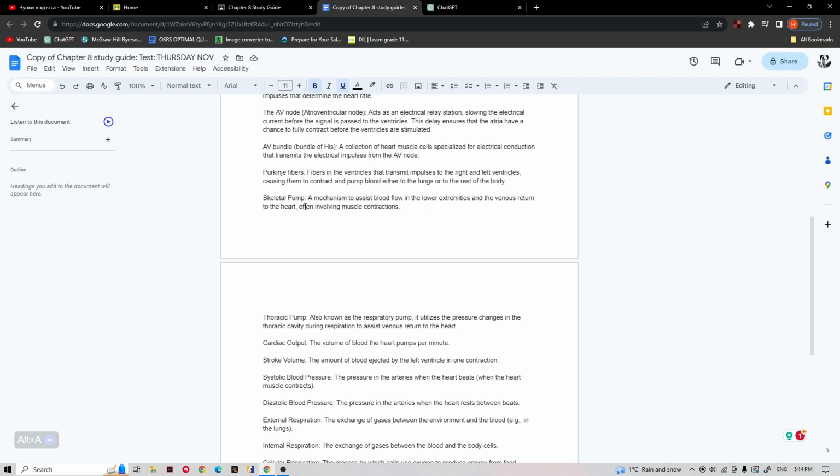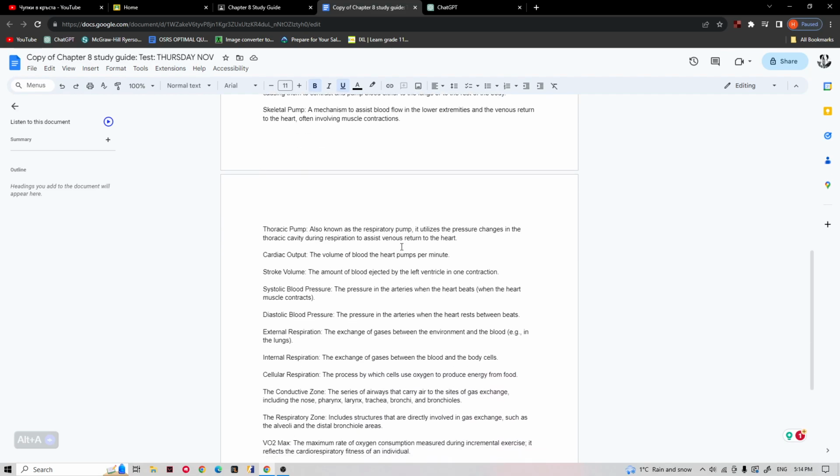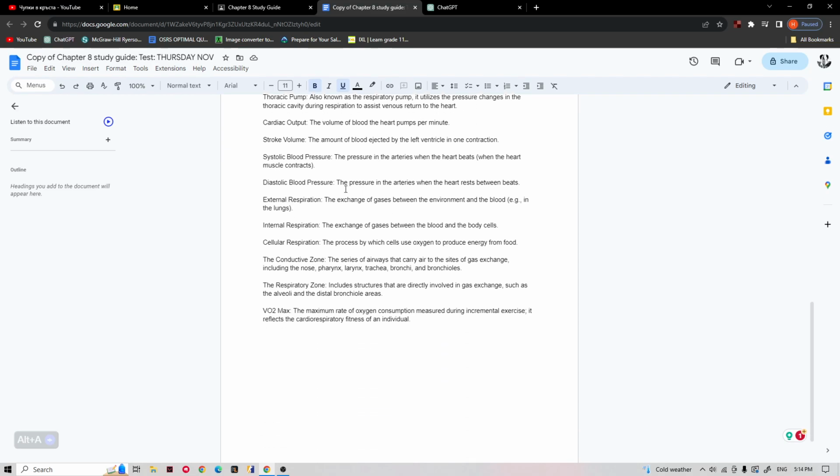Next, you have skeletal pump. Mechanism to assist blood flow in the lower extremities and the venous return to the heart, often involving muscle contractions. Next, we have thoracic pump, also known as the respiratory pump. It utilizes the pressure changes in the thoracic cavity during respiration to assist venous return to the heart.